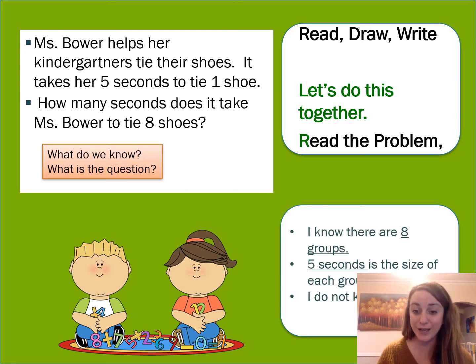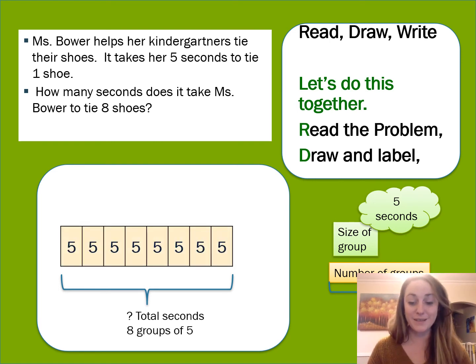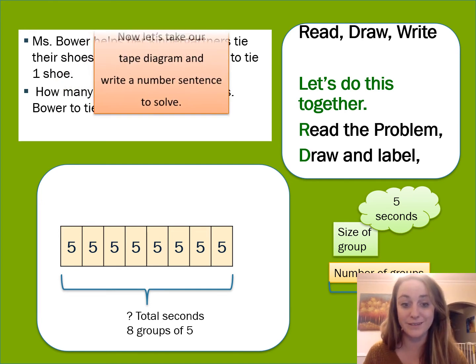I know that there are 8 groups. 5 seconds is the size of each group. What I do not know is the total amount of time it took. Let's think, the size of the group is 5 seconds. Let's look at this tape diagram. It shows that we have 8 groups of 5 and an unknown number of total seconds.